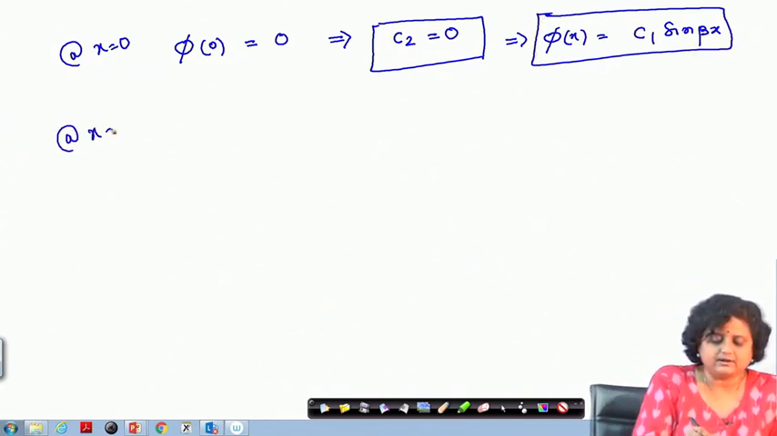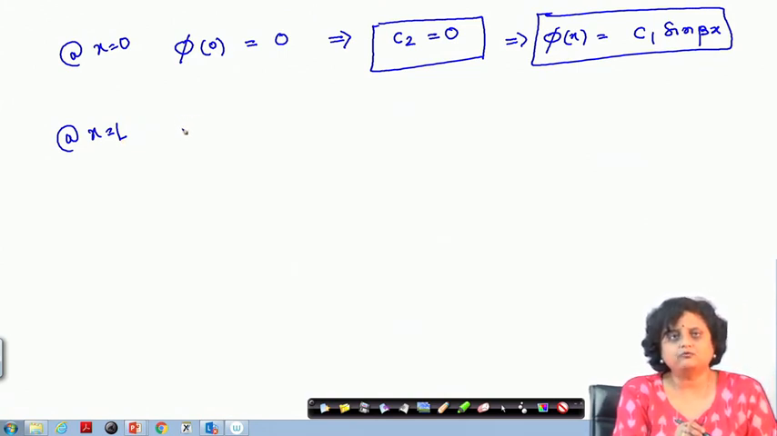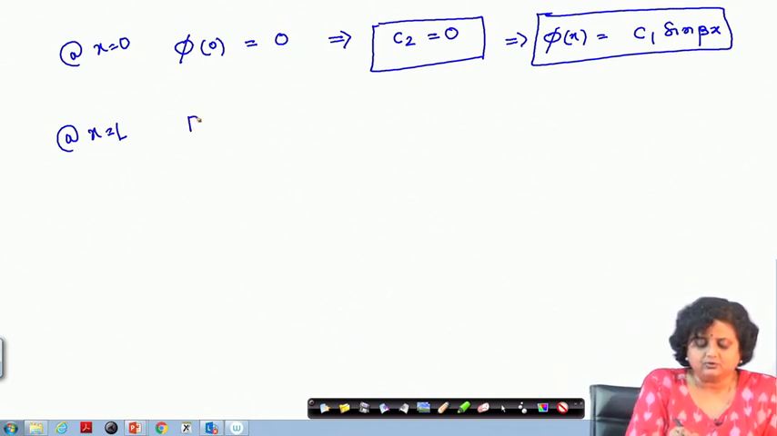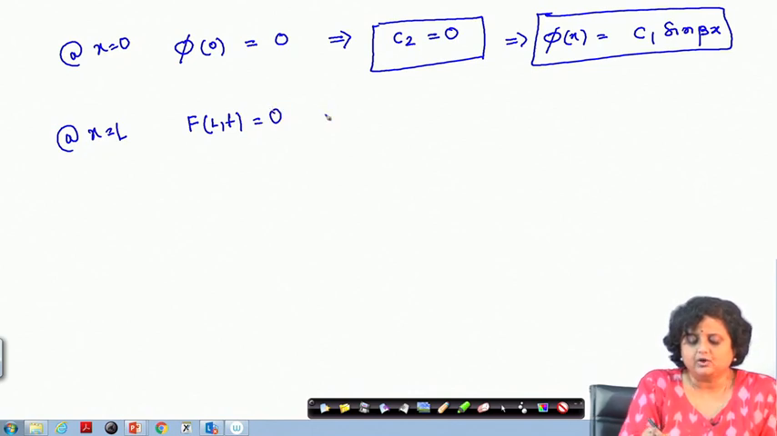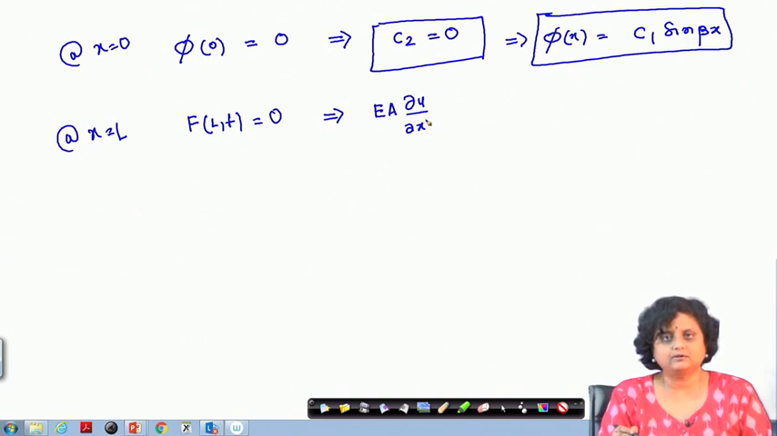The second boundary condition at x equal to L is that there is no force at x equal to L. So, F L t is equal to 0. That can actually be written as E A del u by del x. F x is the internal force, and since there is no external force, since we are considering a free vibration case, the internal force F x t is also equal to 0.